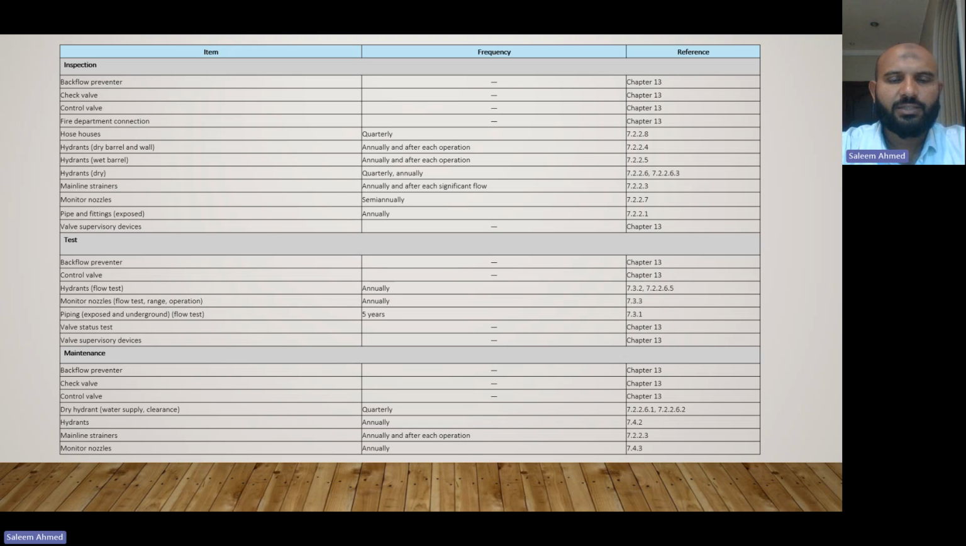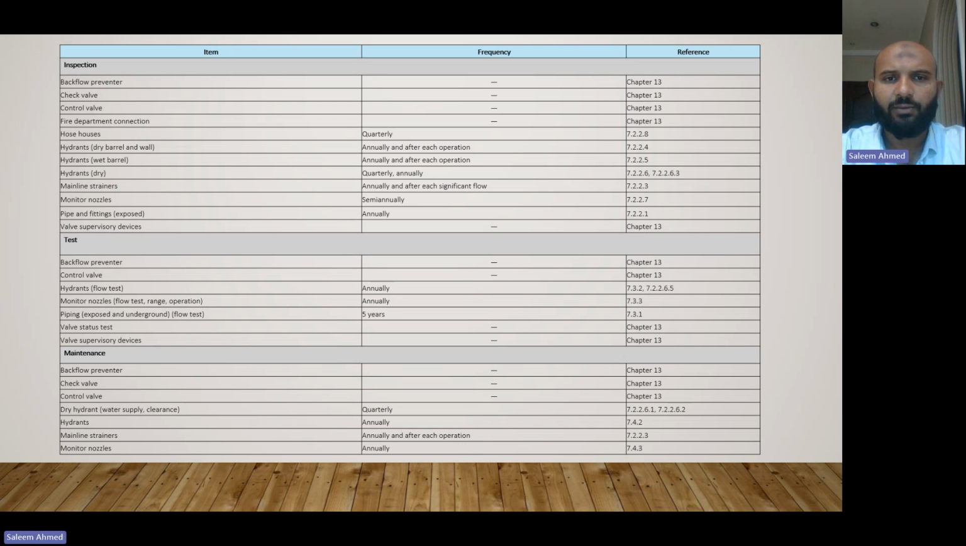There are frequencies as per NFPA 25. So straight away we jump directly into hydrant topics. There are hydrants and associated equipment. Hose house has to be inspected quarterly, and hydrant, dry barrel, and wall hydrant have to be inspected annually. Wet barrel annually. Dry hydrant quarterly and also annually.